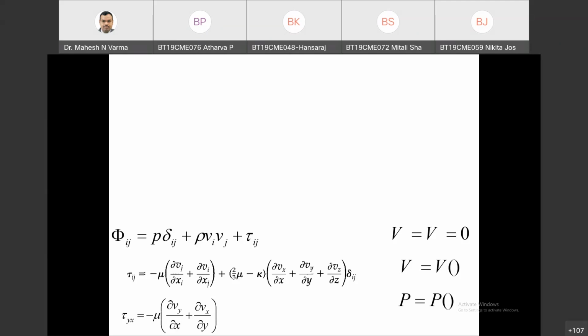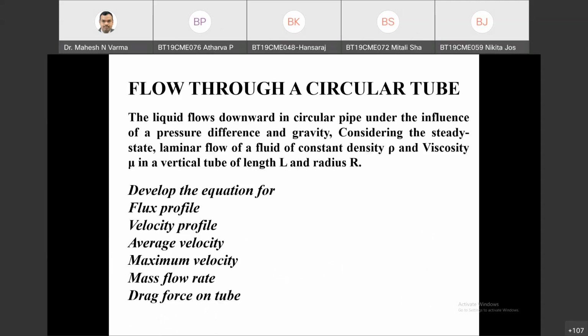Yes, sir. It is in the r direction. Velocity will be there in the r direction? Yes, sir. Okay, this r direction, which is the r direction for this circular pipe? The r direction is from the center of the pipe towards the wall. Whether molecules are moving from the center of the pipe towards the wall?